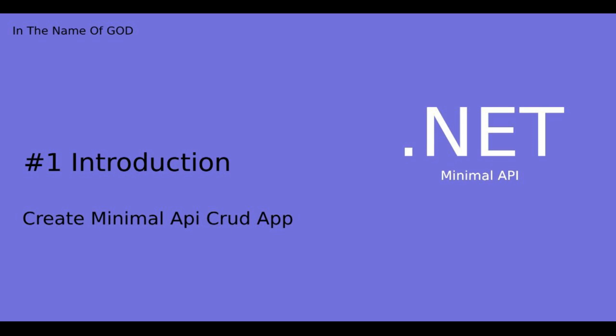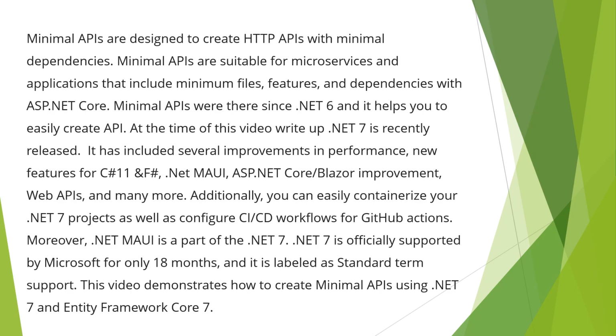Hey guys, in this video we will build minimal APIs in .NET 7 using Entity Framework Core 7. Minimal APIs are designed to create HTTP APIs with minimal dependencies. Minimal APIs are suitable for microservices and applications that include minimum files, features, and dependencies with ASP.NET Core. Minimal APIs have been there since .NET 6, and they help you to easily create APIs.